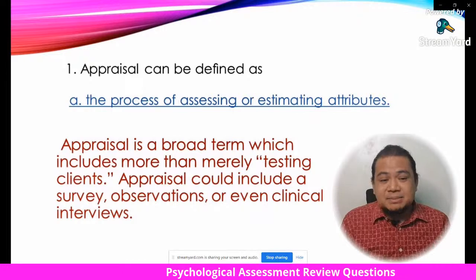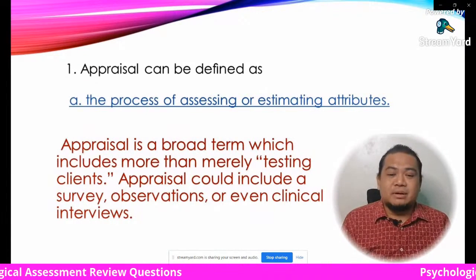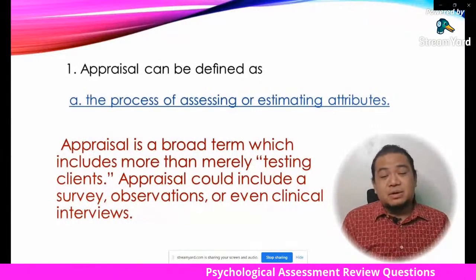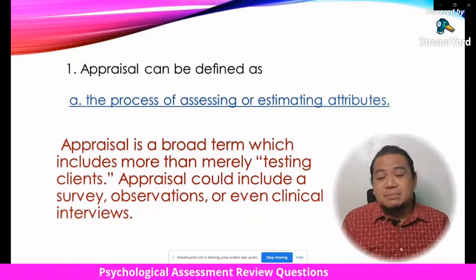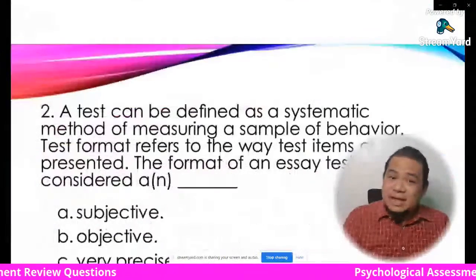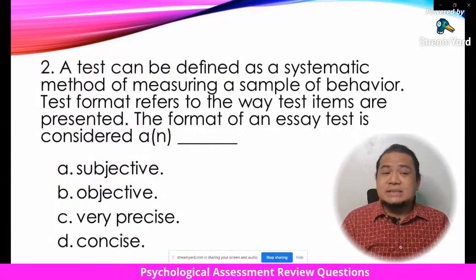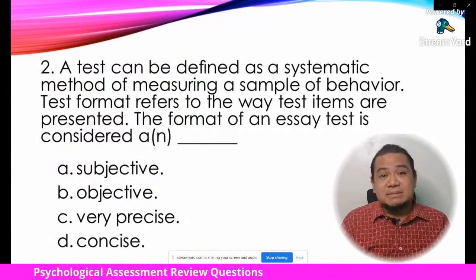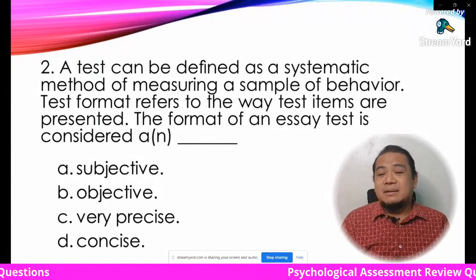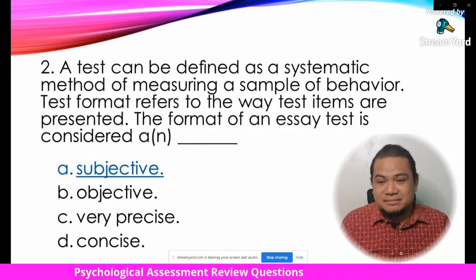A test is simply an instrument which measures a given sample of behavior. When we use the term measure, it merely connotes that a number or score has been assigned to the person's attribute or performance. Number 2, a test can be defined as a systematic method of measuring a sample of behavior. Test format refers to the way test items are presented. The format of an essay test is considered a or an blank format. And the answer is letter A, subjective.